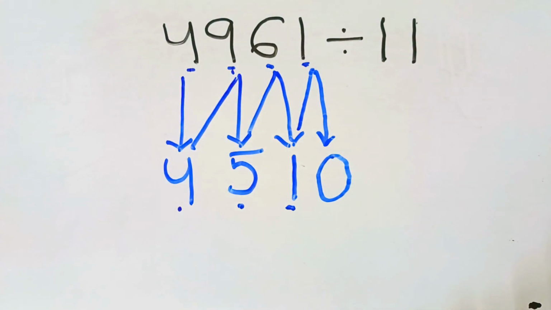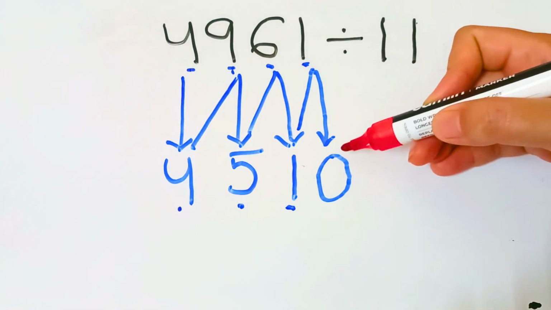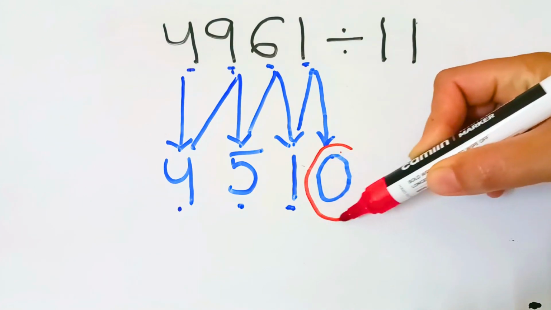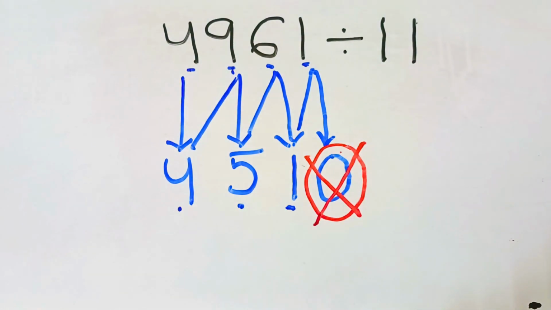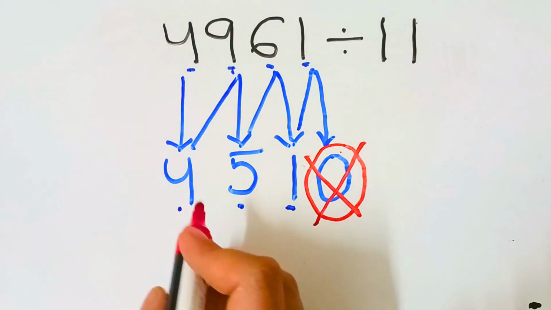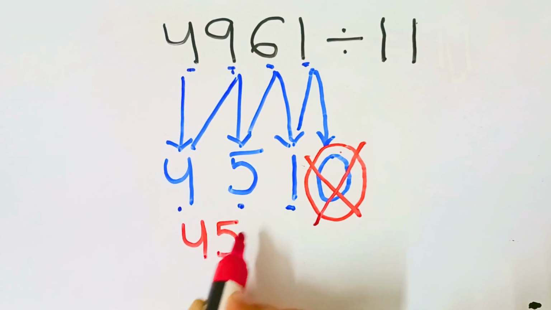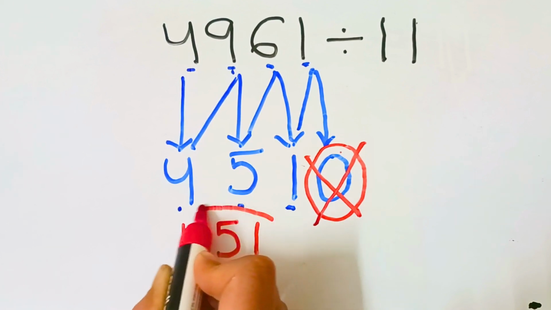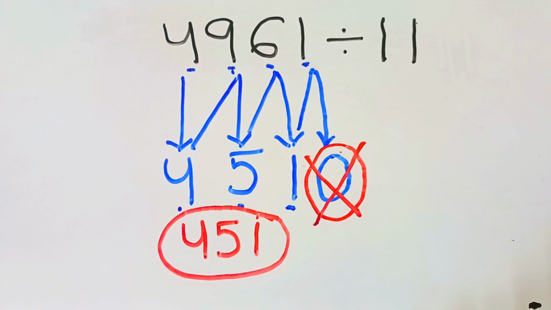Now see carefully. You can see that the last digit of this number is 0. If it is 0, you have to remove this 0 from your answer. So what will be your answer? Your answer will be 451, because 0 is already removed. So this is your answer. You can go and check by using a calculator. Got it?